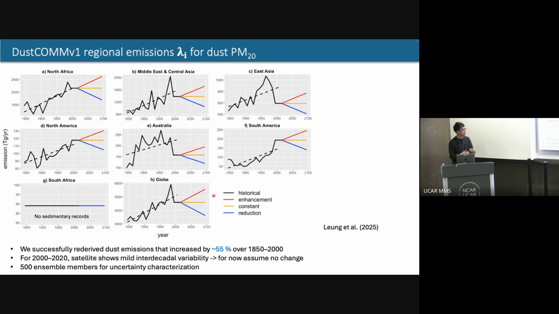The AeroCom people asked us to provide future scenarios, which we have very little knowledge about. So we just try to re-derive some, assume some future scenarios. There's an enhancement and reduction and so on. And then in the past 20 years, from 2000 to 2020, we have very little interdecadal variability for dust, as shown by the satellite data set. So for now, we assume no changes in our emission data set. And then we have 500 ensemble members for characterizing uncertainties. Yeah, so that's the future scenarios.